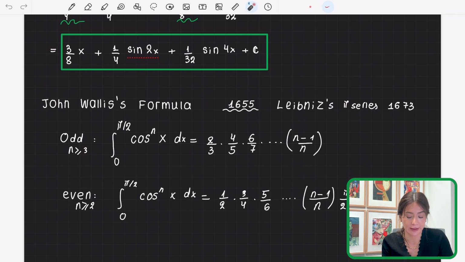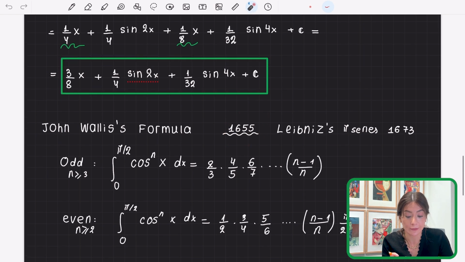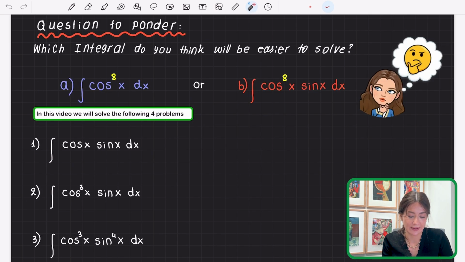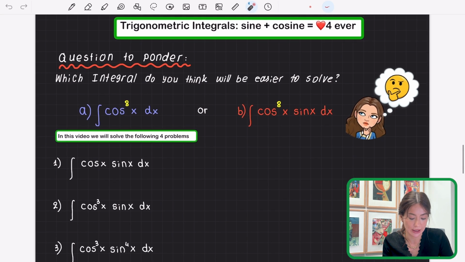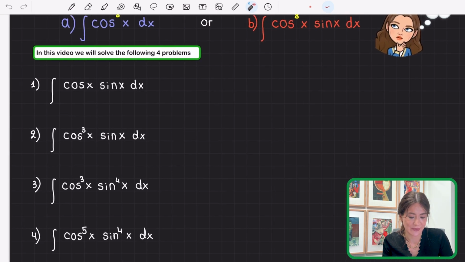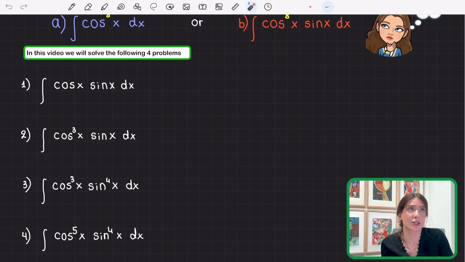It was before calculus, right? 1655 is before calculus was developed. So lots of good inspiration for your research projects, maybe. And even maybe not just for calculus, but in your physics classes as well.